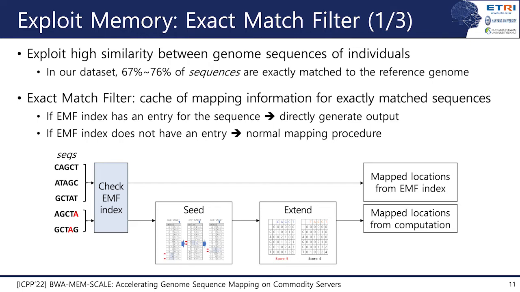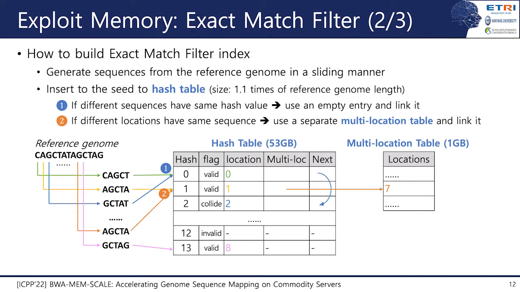mapping procedure. The exact match filter index consists of two tables: a hash table containing mapping information, and a multi-location table containing additional mapping information if a sequence is located multiple times in the reference genome.